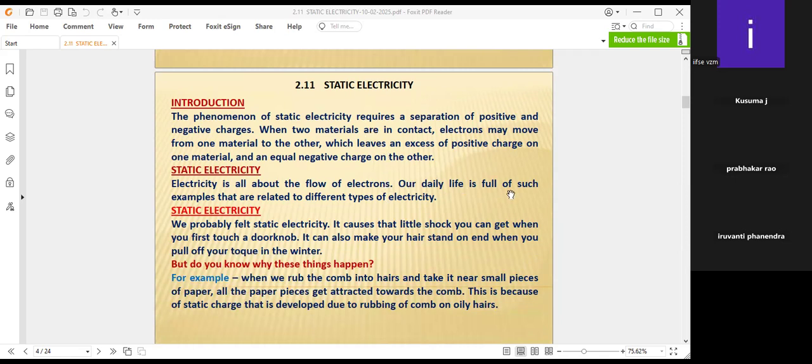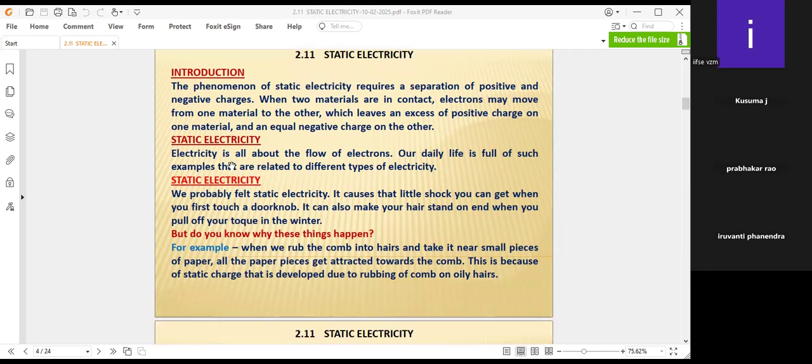Our daily life is full of examples related to different types of electricity. Another scientist says you have probably felt static electricity. It causes that little shock you can get when you first touch a doorknob. It can also make your hair stand on end when you pull off your cap in the winter. Some demonstrations on Google involve rubbing a balloon on the wall or on a towel.